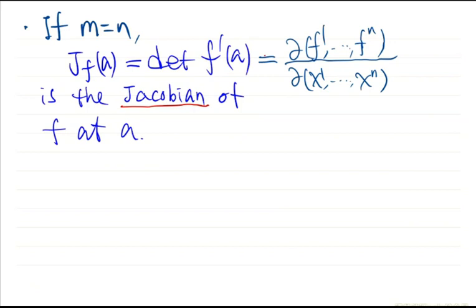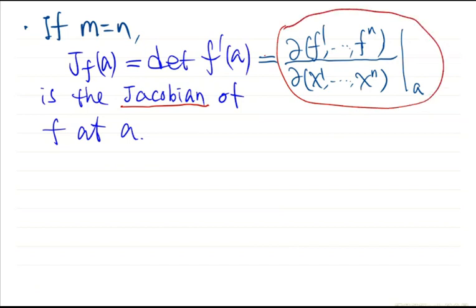Okay, and to indicate this is taken at the point a, we write an a here. So this notation is also frequently encountered, also used very often. Both of these are the Jacobian of f, which is the determinant of the square Jacobian matrix. Okay. So these are very elementary notations in multivariable calculus.